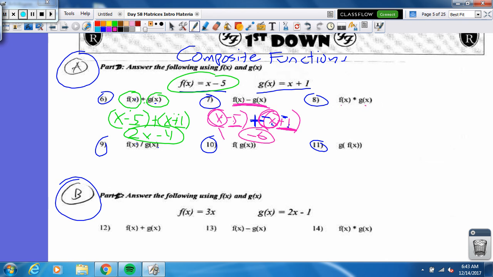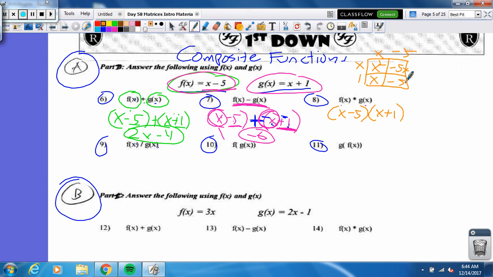Next, f of x times g of x. f of x is x minus 5 times g of x, which is x plus 1. How am I going to simplify that? Oh, I know. Box method. Draw a box right here. x minus 5, x plus 1. You should be really fast at this point. x squared, negative 5x, x, and negative 5. Combine like terms, negative 5x and x. So that's x squared minus 4x minus 5. Boom, boom, boom. Three down, three to go.